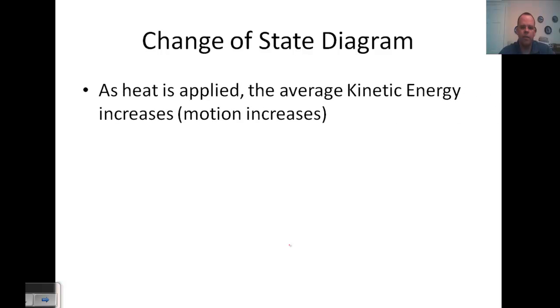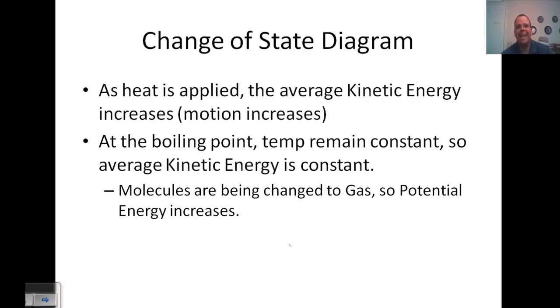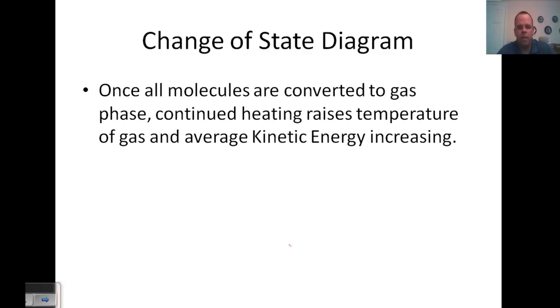When we look at a change of state diagram, we're looking at temperature versus time over a process. When we apply heat to something, the average kinetic energy increases and the motion increases. However, when we hit a point where a phase change occurs, like the boiling point, the temperature remains constant and the average kinetic energy is constant. Molecules are being changed from liquid to gas, and the potential energy of those molecules is changing. Once all the molecules have been converted from the liquid state to the gas state, then heating causes the temperature to continue to rise, with an increase in kinetic energy.